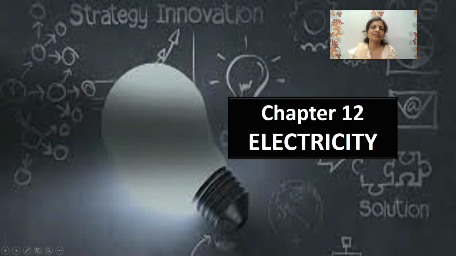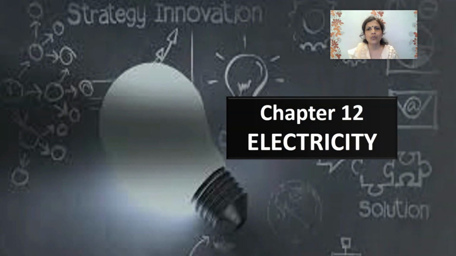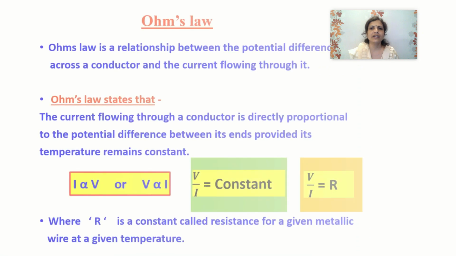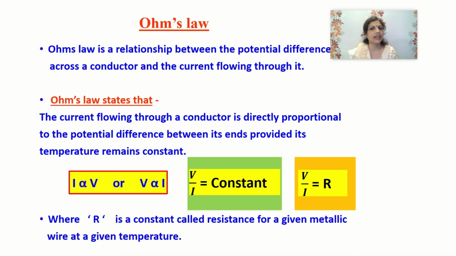Hello children, from the chapter electricity, in the previous video lesson we discussed Ohm's law. We discussed that Ohm's law is the relationship between the potential difference across the conductor and the current flowing through the conductor. The law states that the current flowing through the conductor is directly proportional to the potential difference between its ends, provided its temperature remains constant.